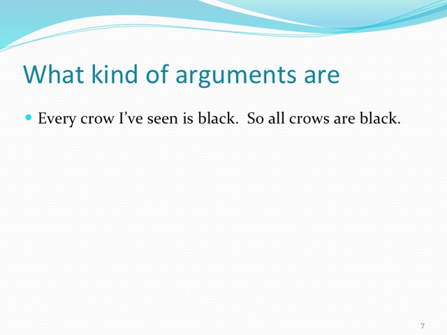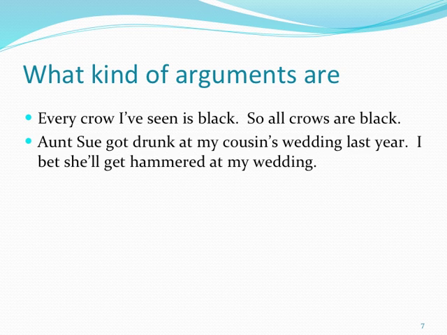All right, let's go on to another one. Aunt Sue got drunk at my cousin's wedding last year. I bet she'll get hammered at my wedding. The sample is Aunt Sue at the cousin's wedding last year. The target is Aunt Sue at my wedding. The property in question is getting drunk. And this is an argument by analogy because Aunt Sue at last year's wedding is distinct from Aunt Sue at my wedding. Think about how they're distinct: the sample is about a previous wedding and the target is about a future wedding.